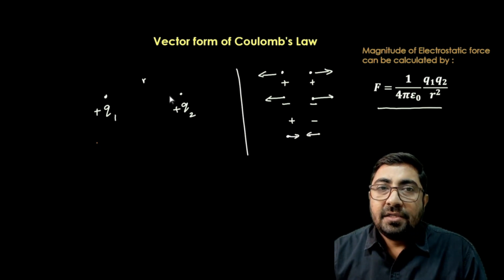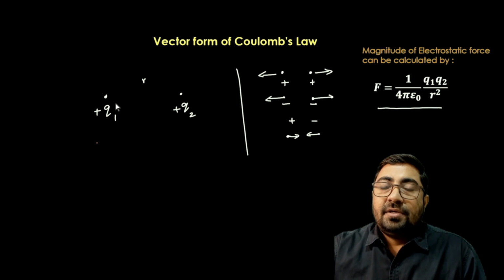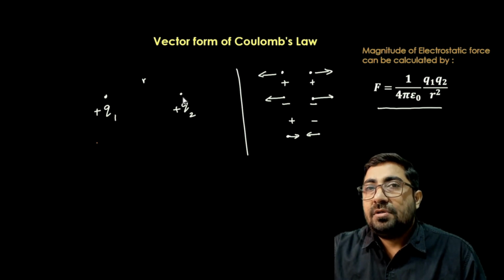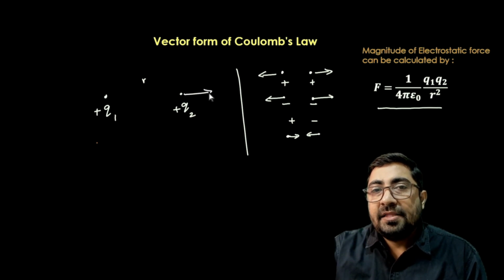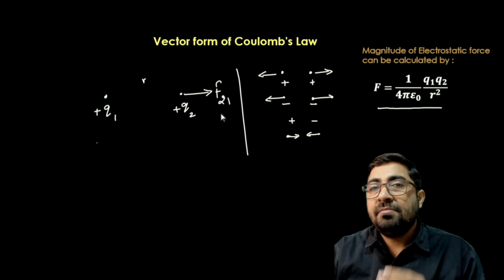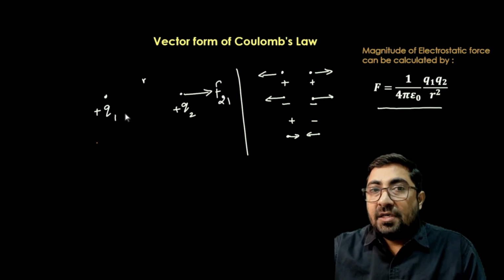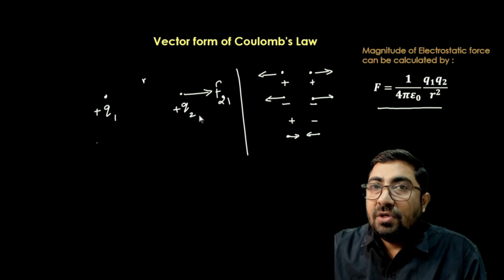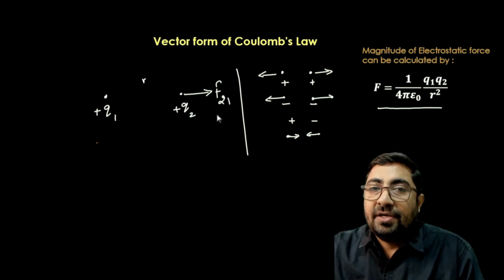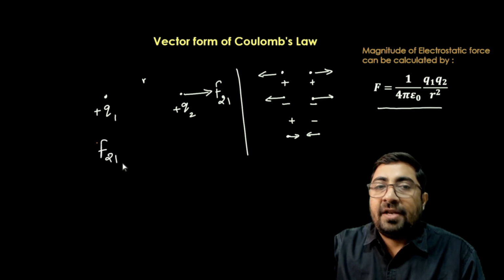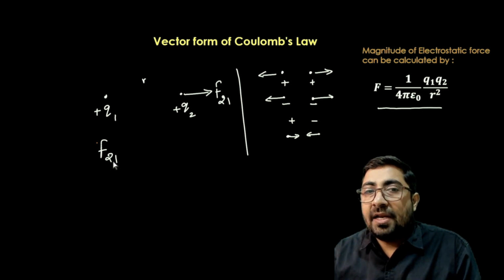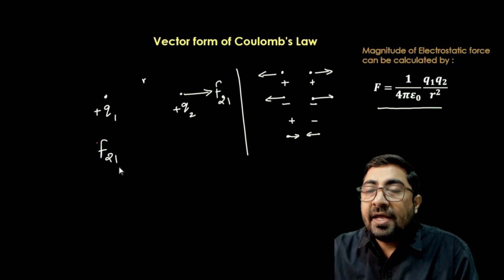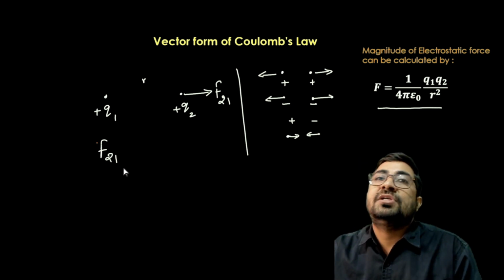I am considering here the charge system in which both charges are positive. If charge q1 applies a force on charge q2, how can we write the direction of force? We can write F21. What is the meaning of F21? That is the force on the charge q2 which is applied by the charge q1. So the notation is F21. The 2 represents the force applied on the second particle, and the subscript 1 tells which particle is applying the force on particle number 2.